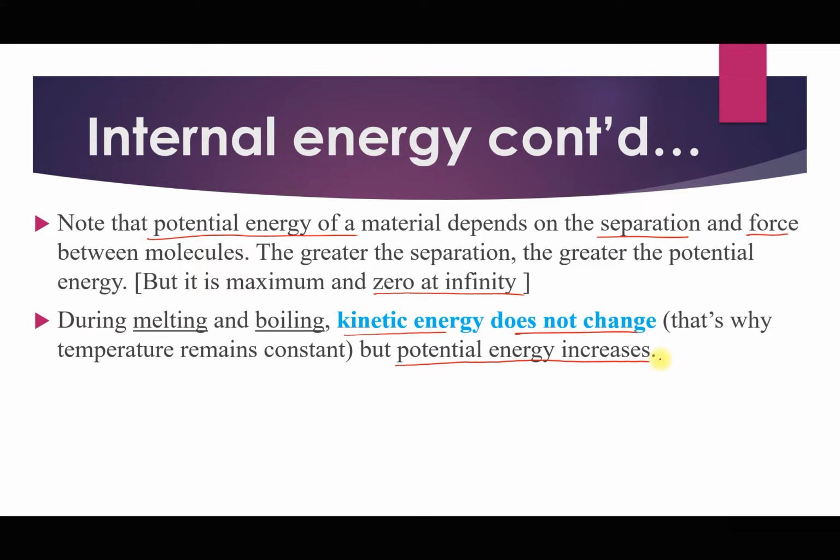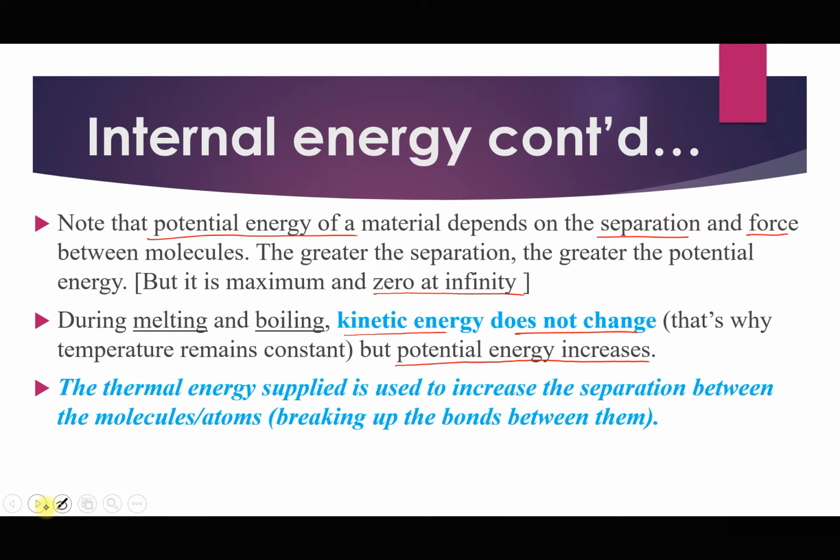So during melting, the kinetic energy of the molecules does not change. That's why the temperature remains constant, but the potential energy increases as the energy supplied goes into breaking the bonds. So the thermal energy supplied is used to increase the separation between the molecules, breaking up the bonds between them. And of course, as the molecules move further apart, the potential energy increases, because remember it is maximum at infinity, where it is actually zero.